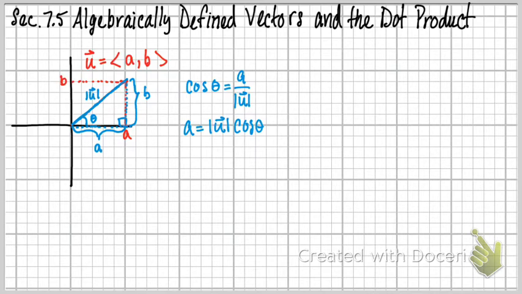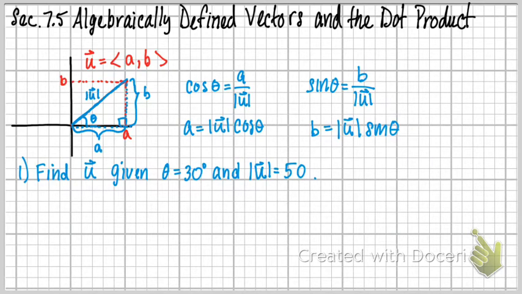And then also, very similarly, the sine of theta would equal B over the magnitude of U. So if I solve for B, I could say B equals the magnitude of U sine of theta. Now again, these are kind of handy too. If I knew the angle and the magnitude and I didn't know A and B, I could find them. So this is a nice little tool we can use to think about these vectors in a different way, given different information.